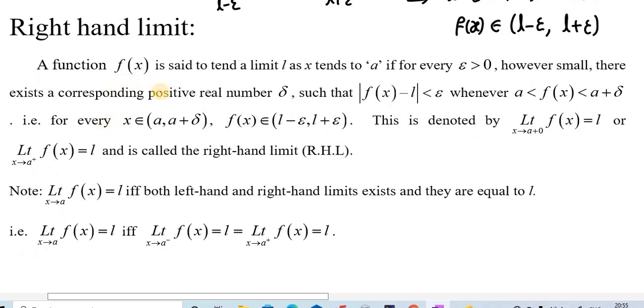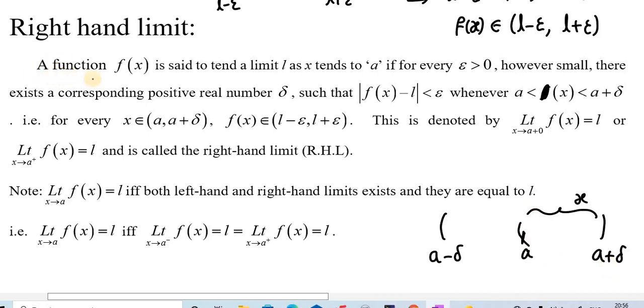The definition is same as left hand limit, but x belongs to this region. This is a minus delta, a plus delta. Now x belongs to this region, that means open interval a comma a plus delta.